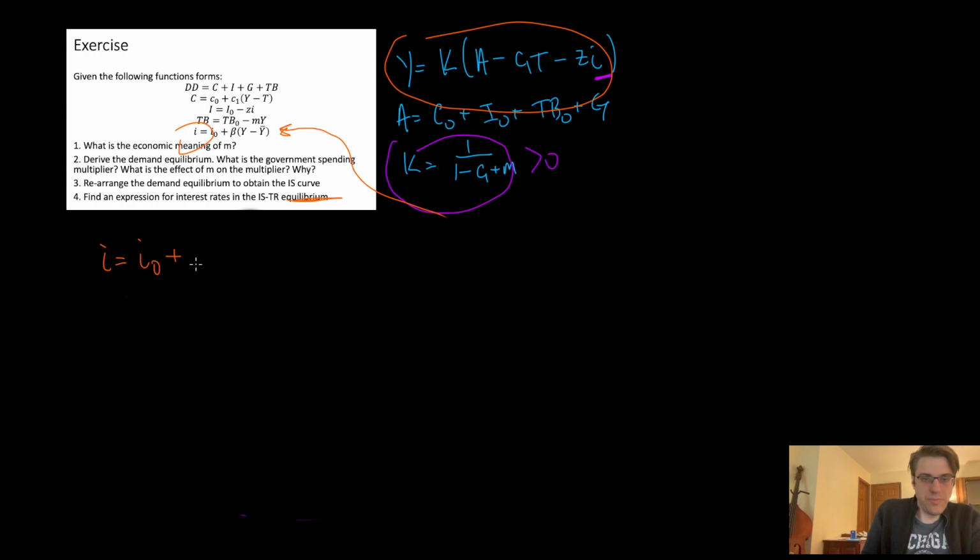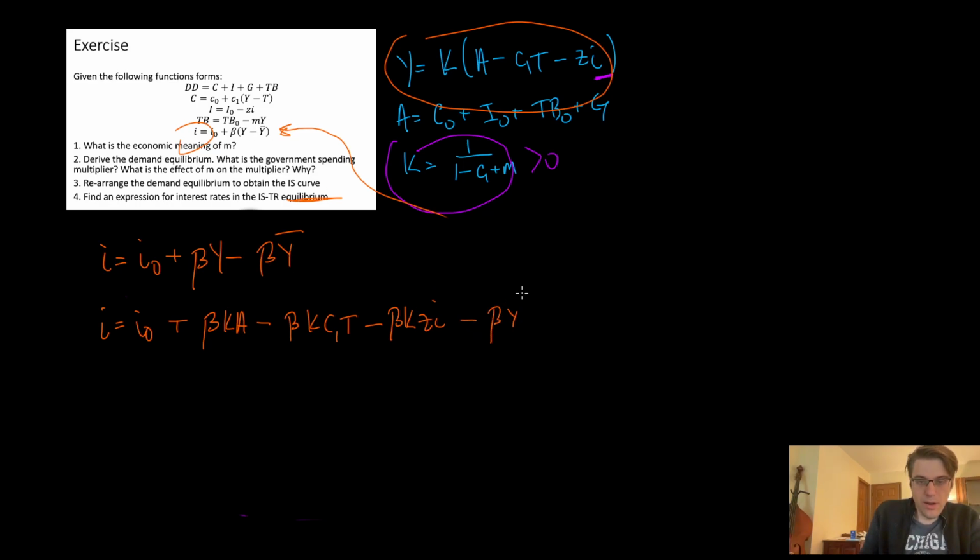Let's factor the beta through first. So we're going to have beta, and then let's factor through the k. Let me do it in steps. So I'll write beta y minus beta y bar. Now I want to bring in the y, and I want to factor through the beta. So we'll have plus beta ka minus beta k c1t minus beta k zi. And then we're not done because we need this one more. So we have minus beta y bar.